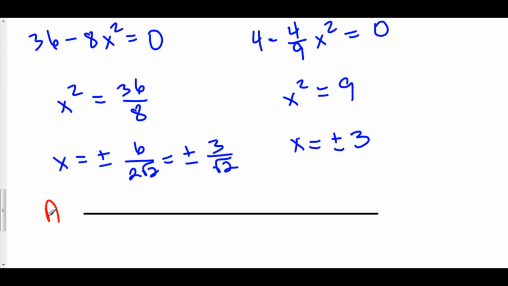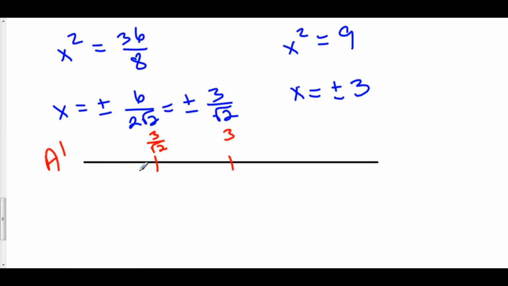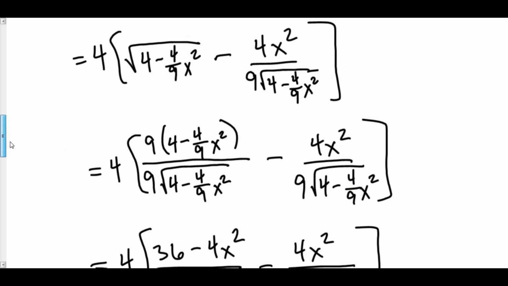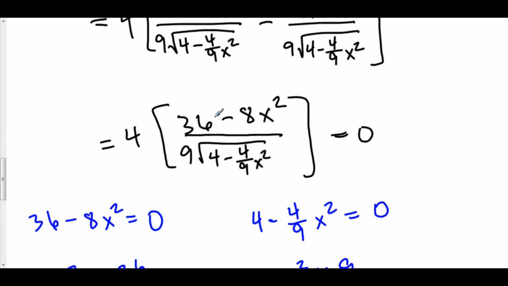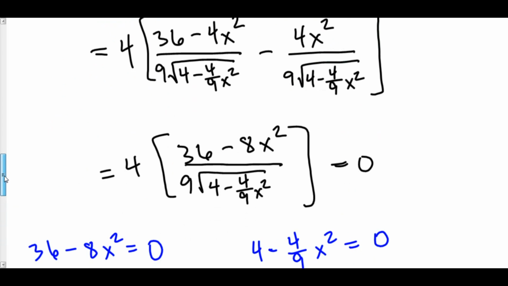So here is a prime. Here we'll graph 3 over root 2, and here we'll graph positive 3. To the left of 3 over root 2, we can choose a number, like for example, let's choose 0. If we plug 0 into our derivative, we have a positive on top and a positive on the bottom. Positive over positive is indeed positive. Let's check in between 3 over root 2 and 3. 2.5 should work for that.